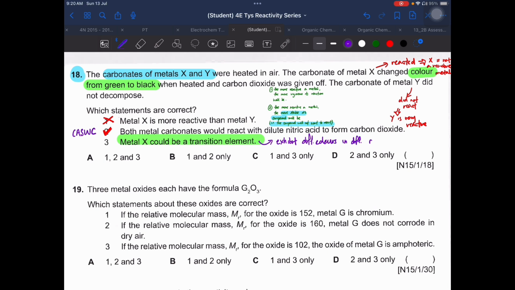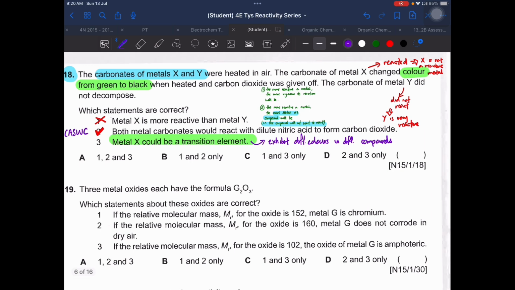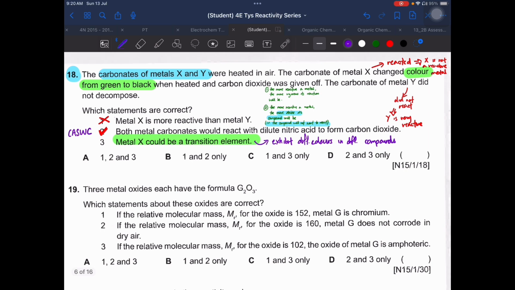Okay, so this allows us to then know that chances are, since there's a change in color, this metal X could likely really be a transition element. So statements 2 and 3 will be the ones that we go after, and therefore the answer is actually D.